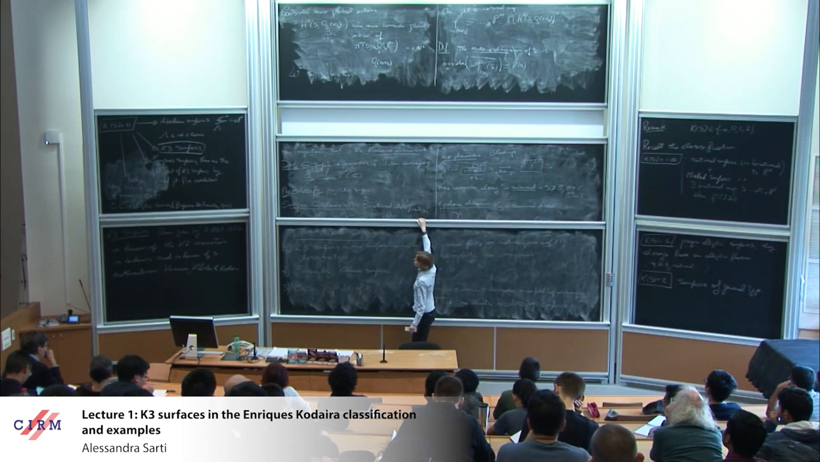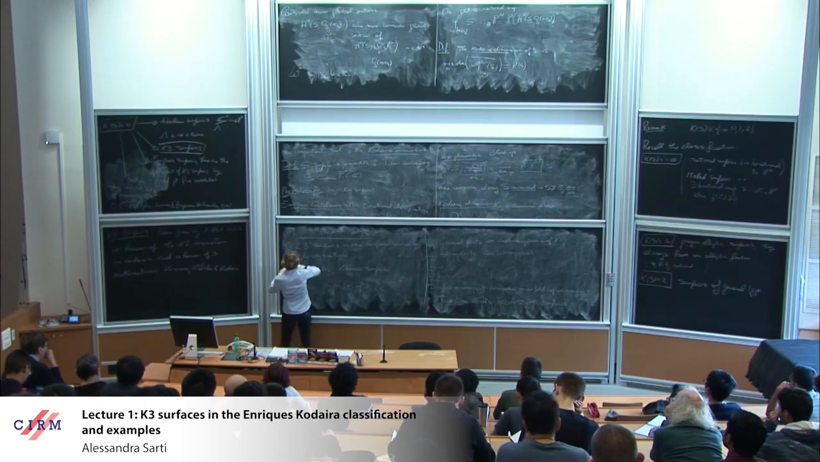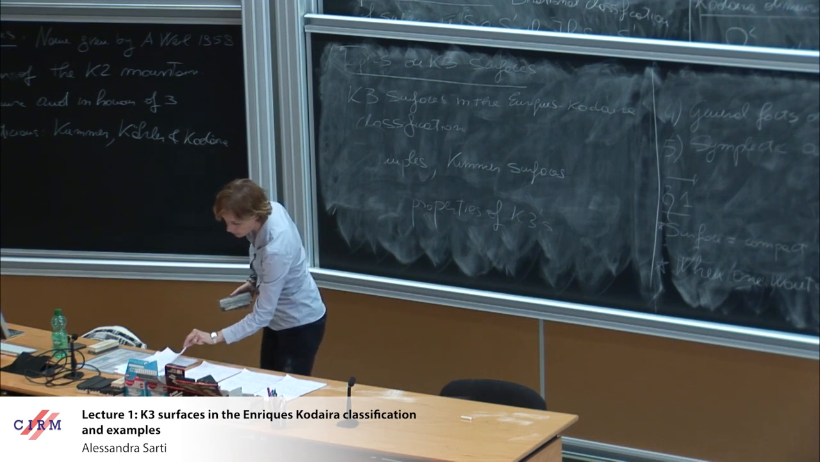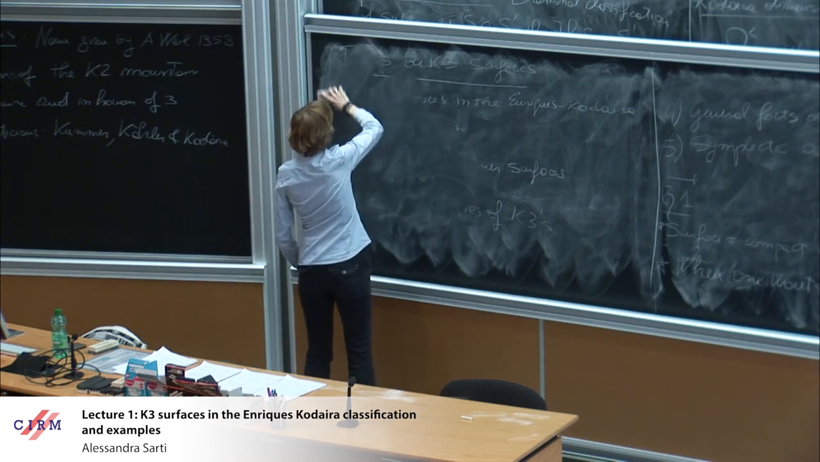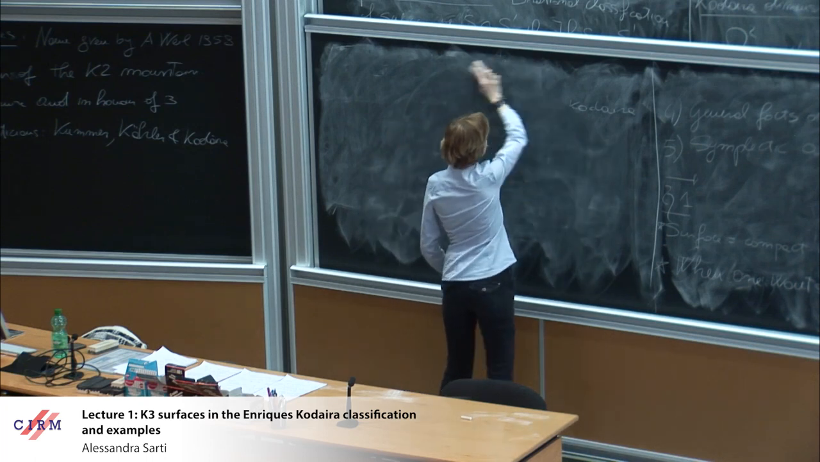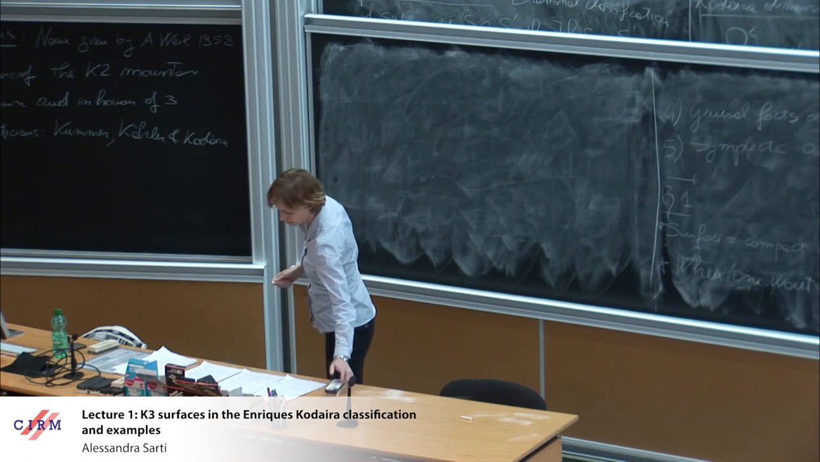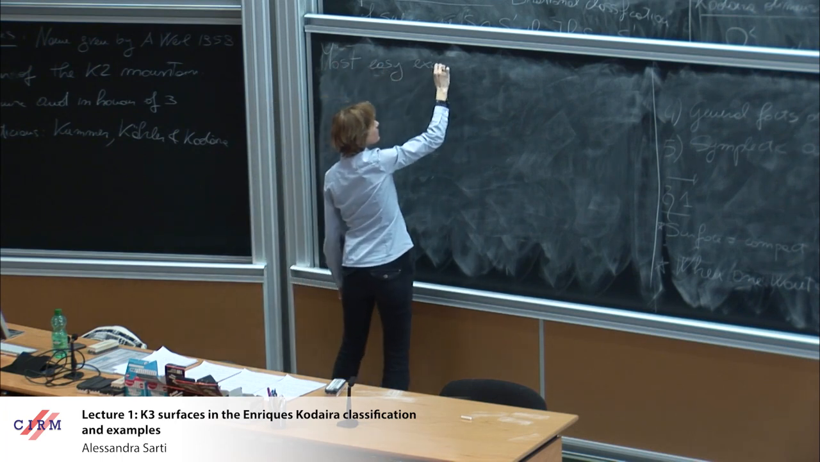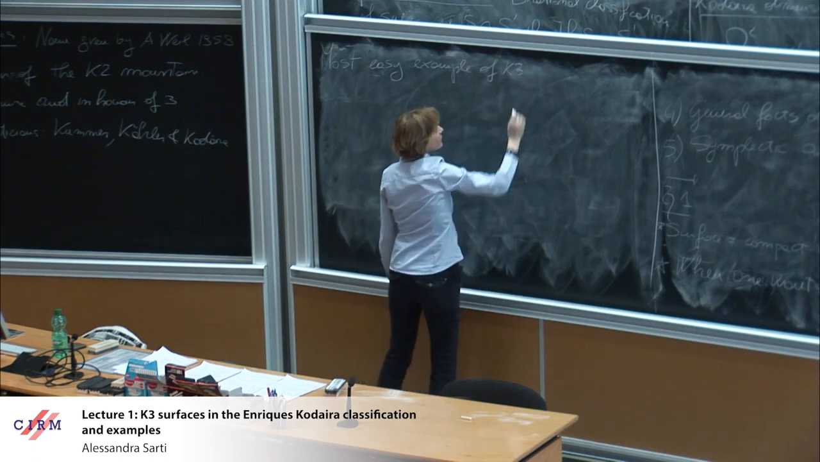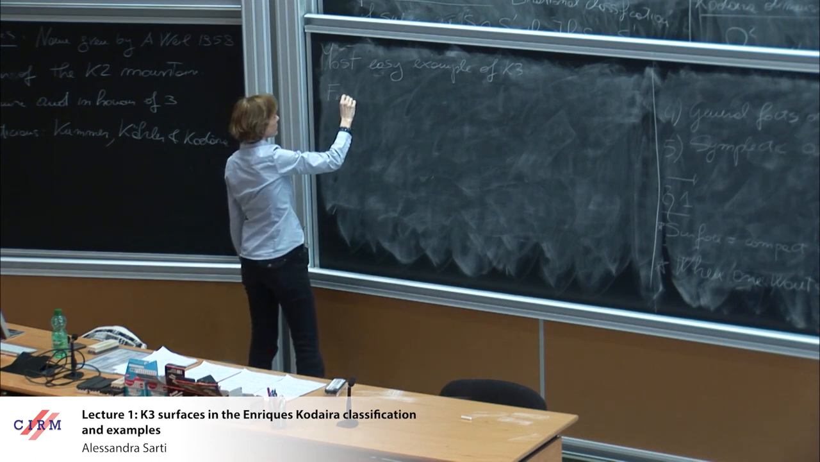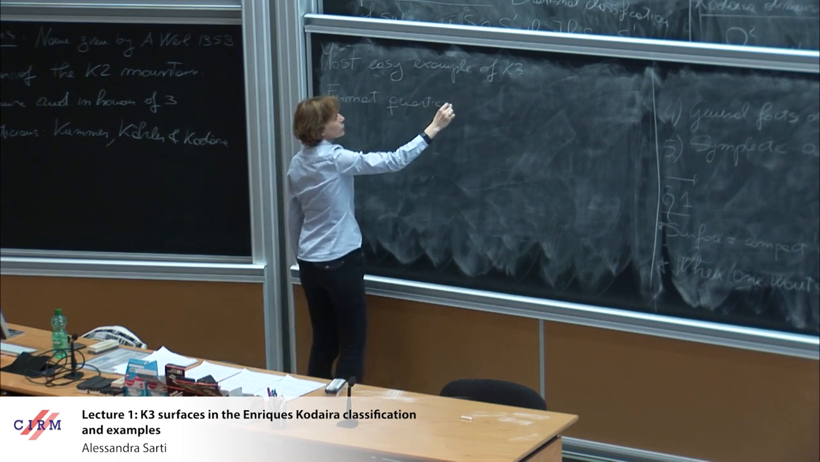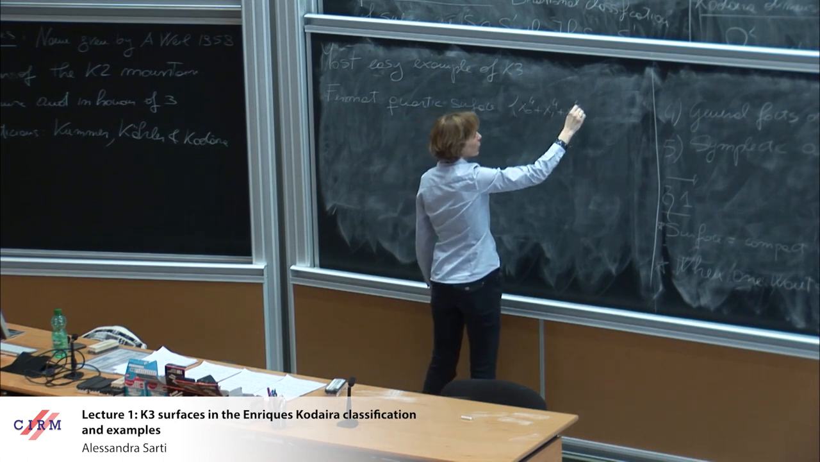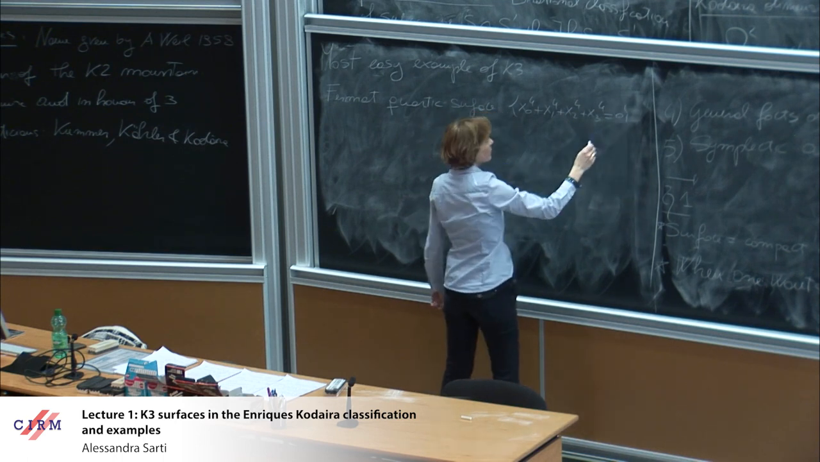So, a very easy example, which is the first one you should have in mind when you study K3 surfaces. Most easy example: take the Fermat quartic. Quartic surface, which is the zero set x0^4 + x1^4 + x2^4 + x3^4 = 0 in P3.